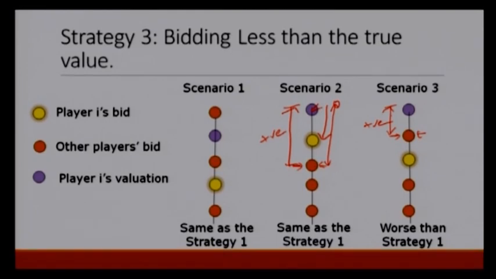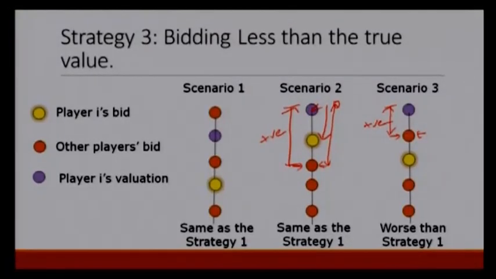So, what do we see again? Bidding truthfully is as good as bidding less than the true value in all the scenarios, but in some scenario bidding truthfully gives strictly better results than bidding less than the true value. So, what do we see? That bidding truthfully again weakly dominates any strategy in which player I bids less than his true value.